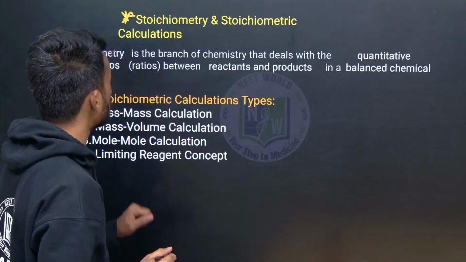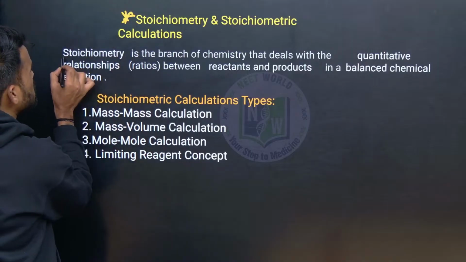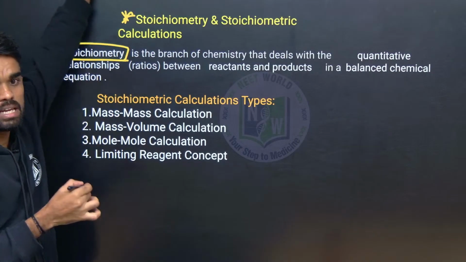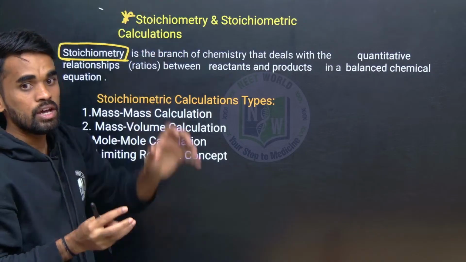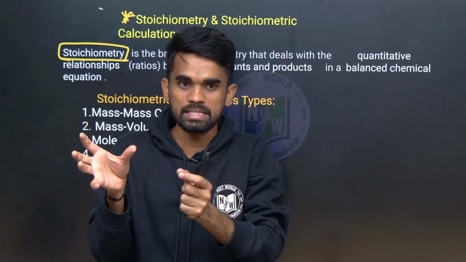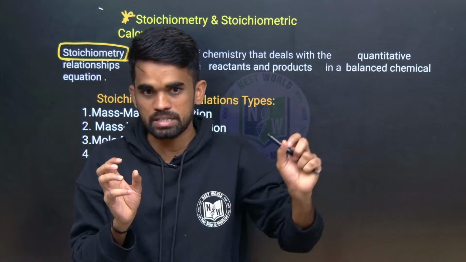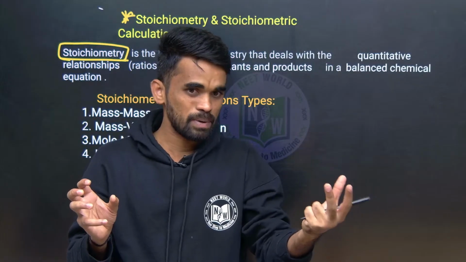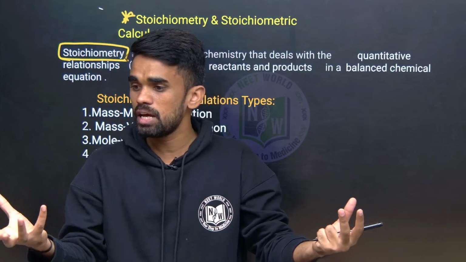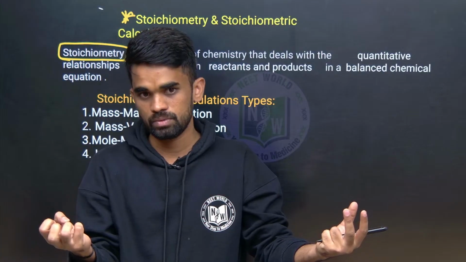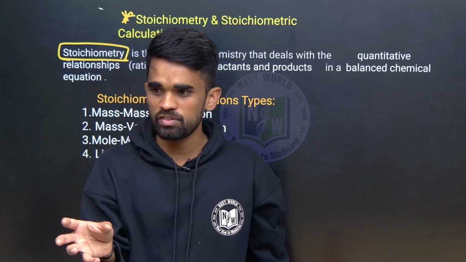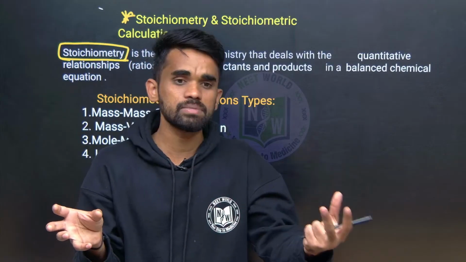Now stoichiometry means the measure of elements. It means that during chemical reactions, reactants will combine to form products. So in order to form some particular amount of product, how much amount of reactant should combine? Or for example, I have 5 grams of A and 10 grams of B. So how many grams of C is formed?